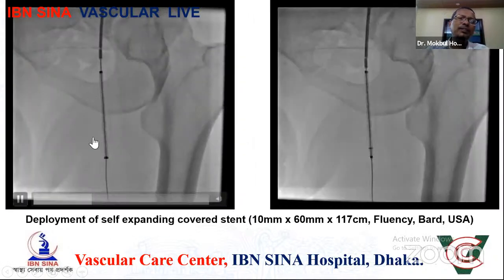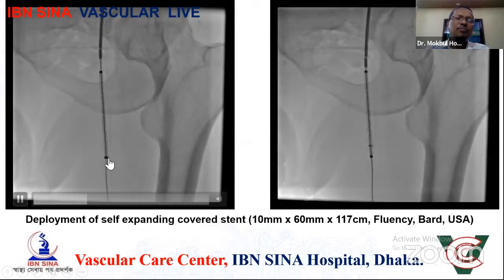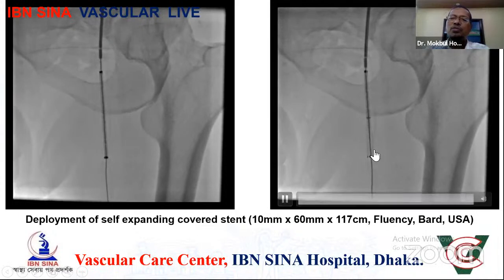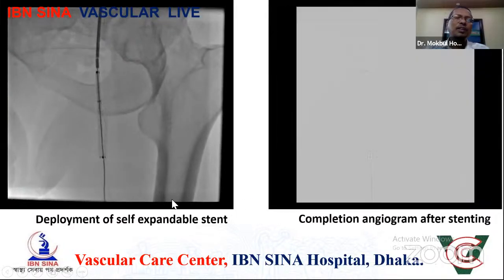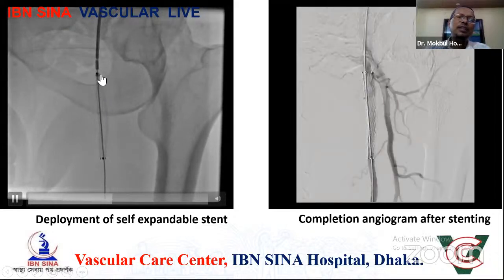This is the covered stent, 10 millimeter by 60 millimeter, and this is the deployment of the self-expanding covered stent. We can see the deployment of the distal part of the covered stent. It is deploying. Then the final part, the deployment of the covered stent is over. This is the last part.